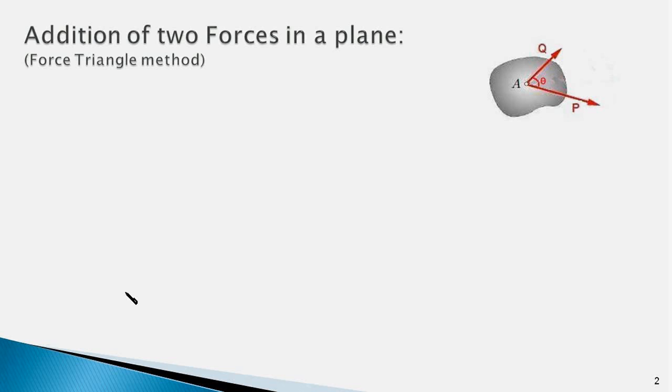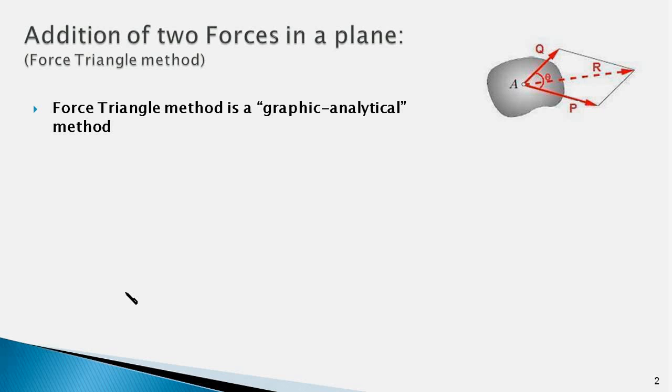I'm sure you are familiar with the law of parallelogram as it is taught in high school physics. It is a graphical method, and as you can see in this figure, the two forces form the two adjacent sides of a parallelogram, and the resultant is the diagonal of the parallelogram. I'm not getting into the details of this method. Instead, I'll tell you about the force triangle method, the method which you would be using quite frequently in the engineering mechanics course. The force triangle method is a graphic cum analytical method because we first draw a rough sketch of a force triangle and then use trigonometry to determine the magnitude and direction of the resultant.